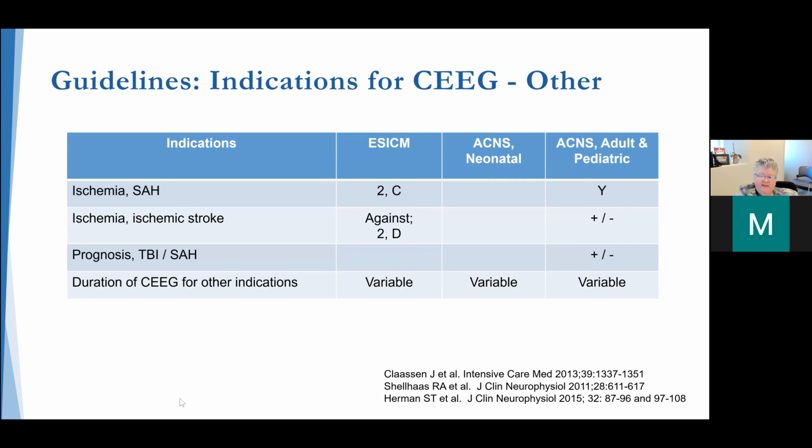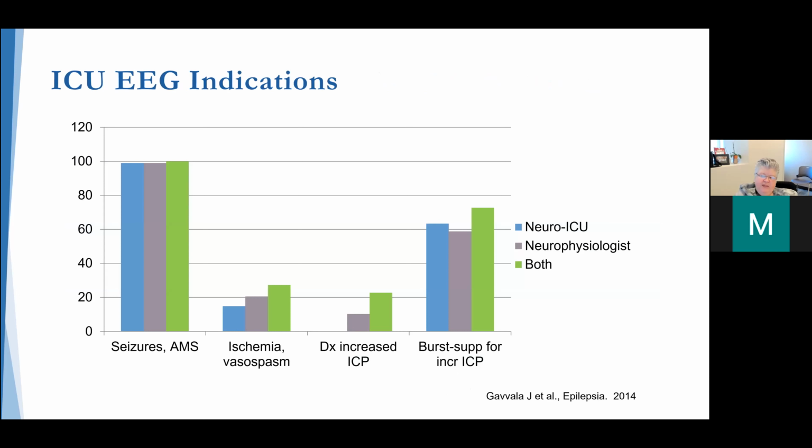So this has been translated into guidelines for continuous EEG monitoring. The ACNS guidelines for adult and pediatric patients recommends monitoring for ischemia in patients with subarachnoid hemorrhage, as long as the EEG can be monitored multiple times per day to determine whether ischemia is developing or not. But still, EEG for ischemia is not used as frequently as continuous EEG for seizure detection.